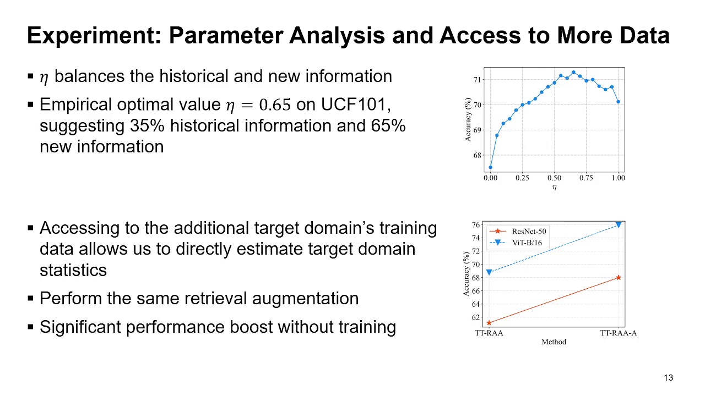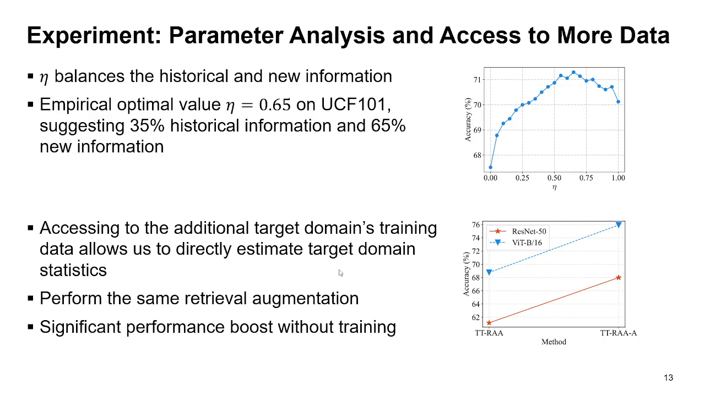Eta is the hyperparameter for balancing the historical and new information. Empirical experiments on UCF101 show that the optimal eta is 0.65, suggesting 35% historical information and 65% new information.